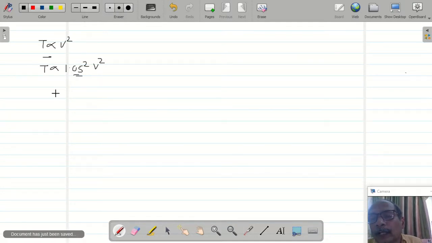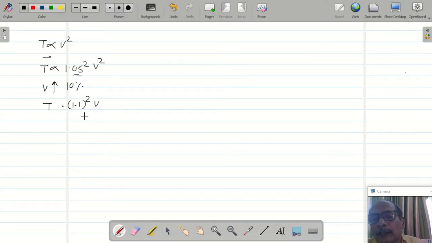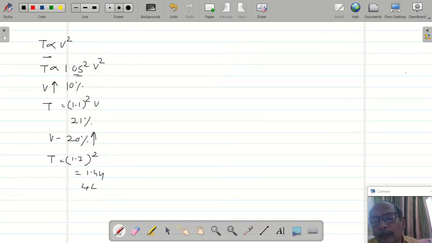Means clear? If the voltage is increased by 10%, what will this become? Torque equals 1.1 square, means torque will increase by 21%. 1.1 squared means 1.21. If you increase the voltage by 20%, how much will the torque be? 1.2 squared, that is 1.44. So torque will increase by 44%. So be careful about it. Okay.